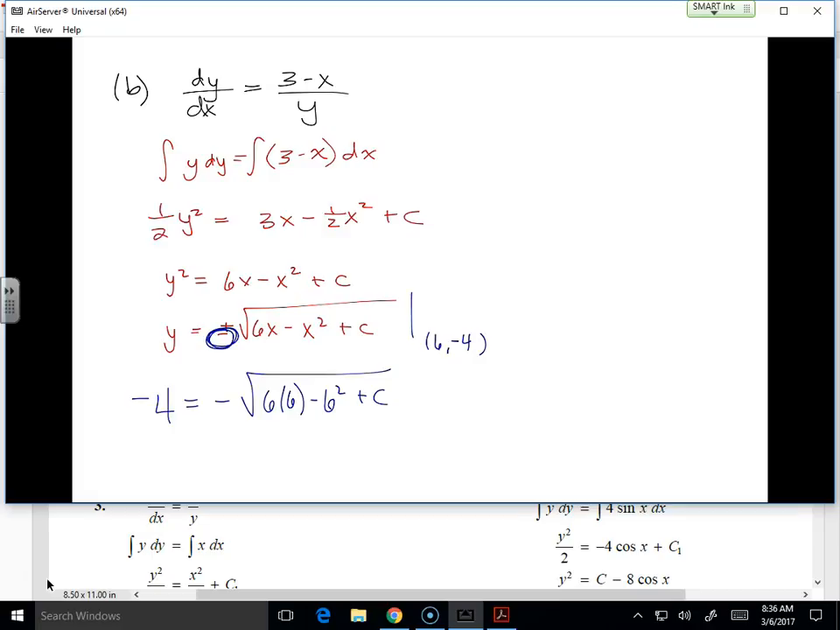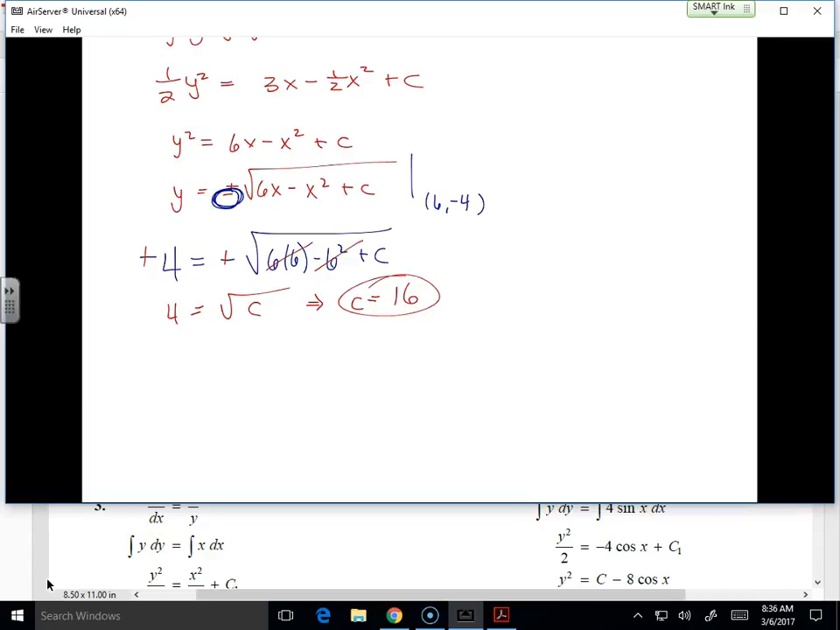There's no other way for a square root to become a negative number. So we can change those both to be a positive. 4 is equal to the square root of 36 minus 36, that's 0, c. Therefore, c is equal to, did you guys get 16? Yep.